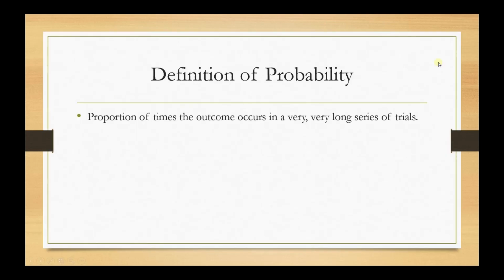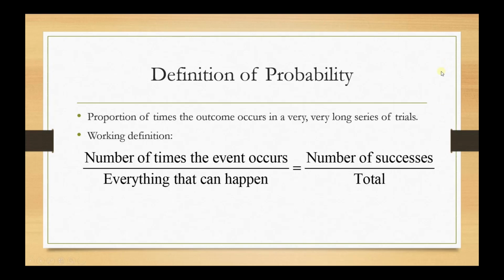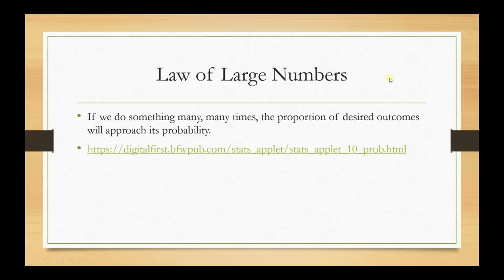All right, so the definition of probability, this is what we had previously: proportion of times the outcome occurs in a very, very long series of trials. I'm going to propose that we maybe change that a little bit. The idea is still the same, but mathematically it would be better just to look at it as the number of times the event occurs, whatever event you're interested in, out of everything that can happen, which would be successes over total.